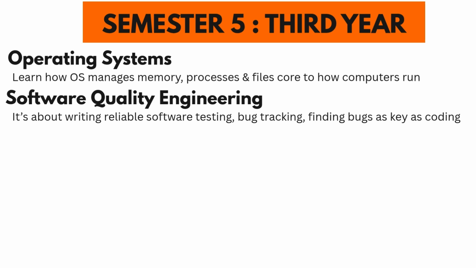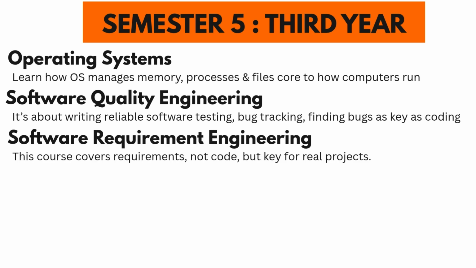Next, software quality engineering. This is all about writing software that actually works, not just compiles. You'll dive into testing techniques, bug tracking, and ensuring your code is reliable. It taught me that finding bugs is just as important as writing code. Then there's software requirement engineering. Before you build anything, you need to understand what the user needs. This course helps you do just that by gathering, analyzing, and documenting requirements. It's not very code heavy, but it's super valuable when you start working on real projects.